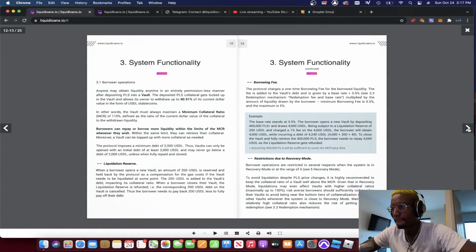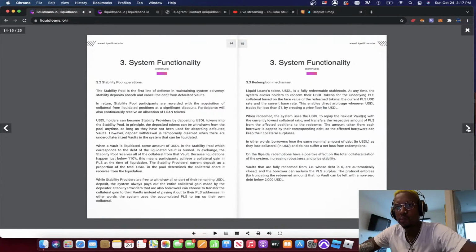There's another option. Here it goes right here.